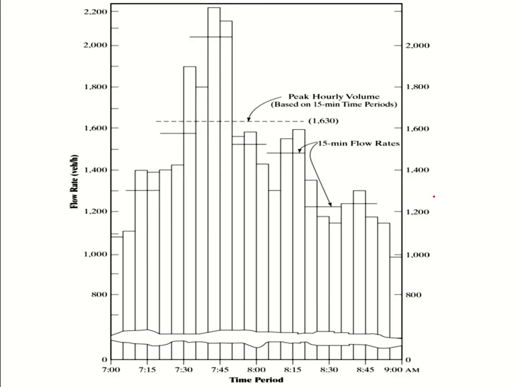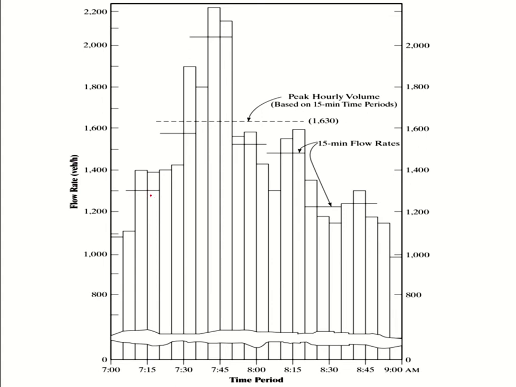Now this diagram is showing you flow and flow rates. So on a certain highway, flows are taken for a 5 minute period. So you can see each bar is 5 minutes. And then you see certain small lines here. Each line represents a flow rate for 15 minutes.